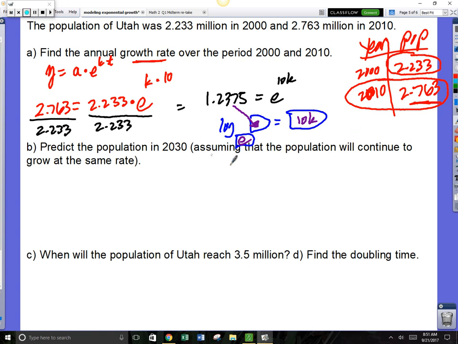And this is calculator. You've got to just punch that in your calculator and it will return you some value. So if I go log in base e of 1.2375, or you can do ln of 1.2375, that's going to equal 10k. So let me do that real quick.